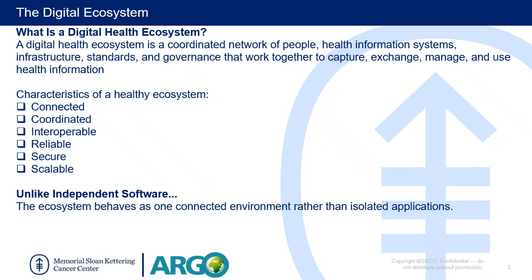Now, the question is, what is a digital health ecosystem? And we've tried to define this as a coordinated network of people, health information systems, infrastructure, standards, and governance that work together to capture, exchange, manage, and use health information. Now, there are several characteristics of a healthy ecosystem. They are connected to each other. They are coordinated. They are interoperable. They can talk to each other. They are reliable, scalable, and secure.